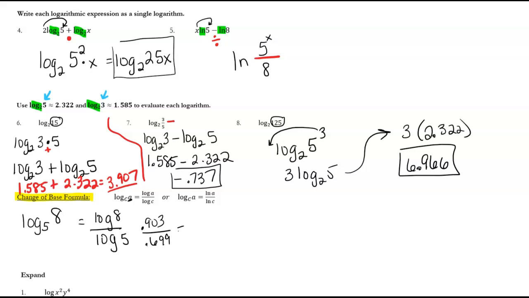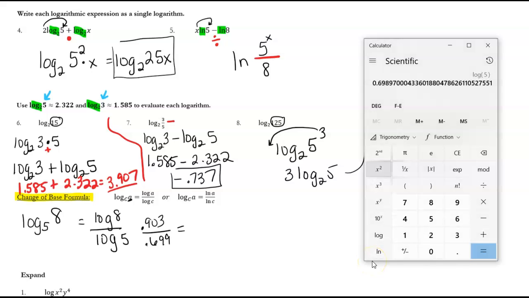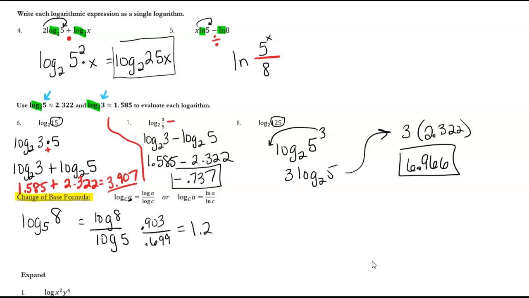And now I have to divide. So 0.903 divided by 0.699, 1.29. That's the answer. So if you don't have a calculator that can change the base in it, this is how you're going to do it.